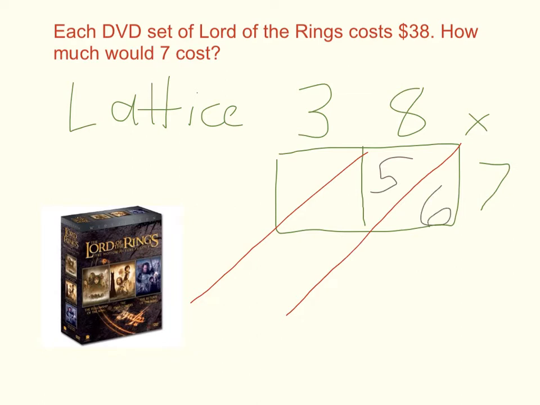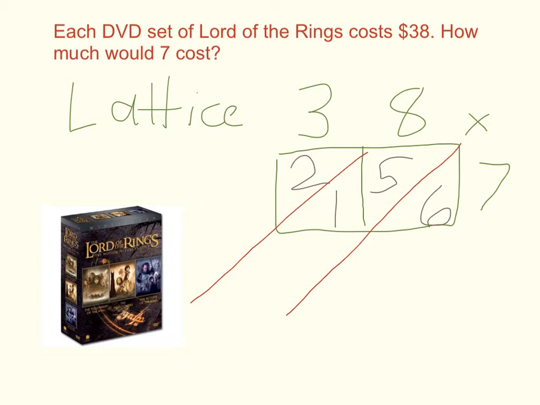So I'll write 56. The next step is this box. I go up until I run into a number. I run into a 3. I come back down, I go all the way over, and now I've run into this number. So I have 3 times 7, which is 21.